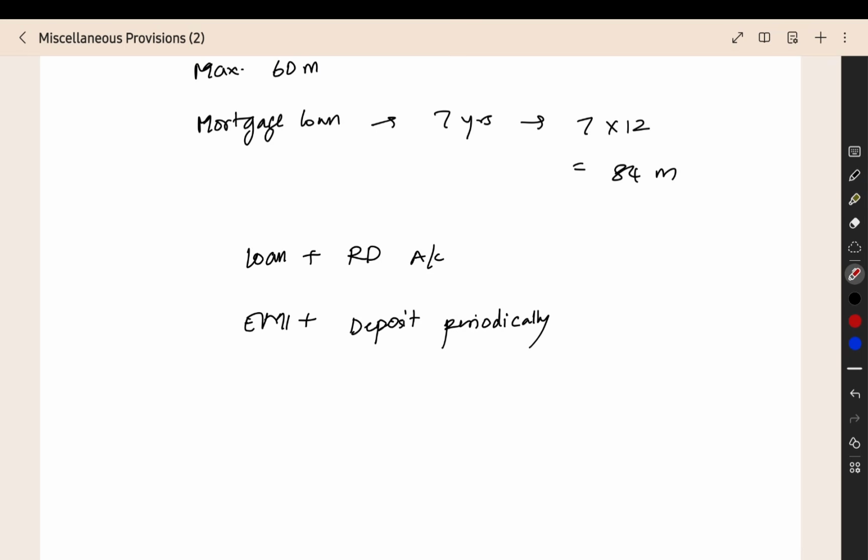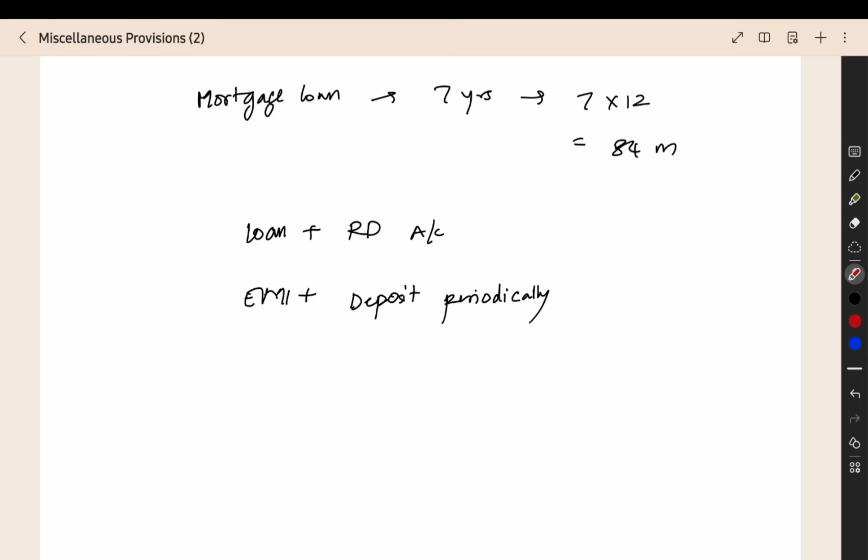Suddenly, if there is a lump sum amount that should be paid at the end of the loan tenure, you can pay that amount from the recurring deposit account. Or if you're not able to pay, the Nidhi company will recover the amount from the recurring deposit account. So as a backup plan, they have this recurring deposit account. When you're getting a mortgage loan, they will ask you to open this recurring deposit account for this purpose.